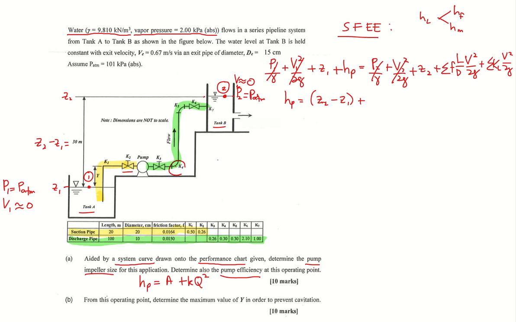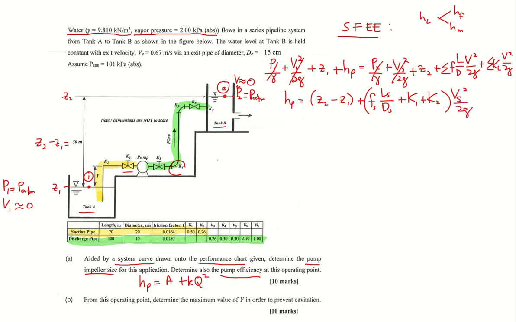So plus F. So I put a subscript of S for the suction pipe. So Fs times Ls divided by ds, Vs squared over 2G. Okay, since we also have KL, so I put together, I put in bracket plus K1 and K2, the loss coefficient in suction pipe. So times with Vs squared over 2G.